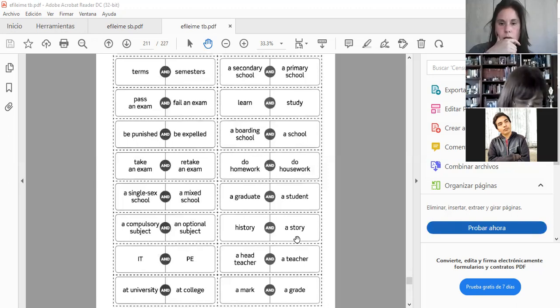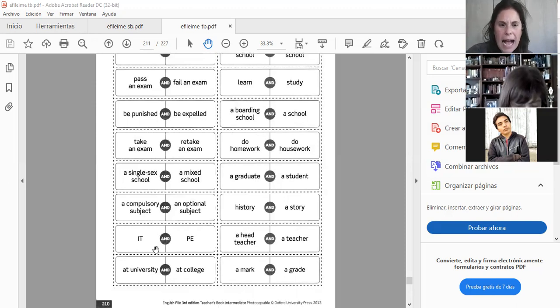People, what's the difference between history, the science, and a story? I think history is more the topic, and a story is something that can be told, like a book. History is a science that studies the past. And a story is a tale, un cuento. Okay. Very good.